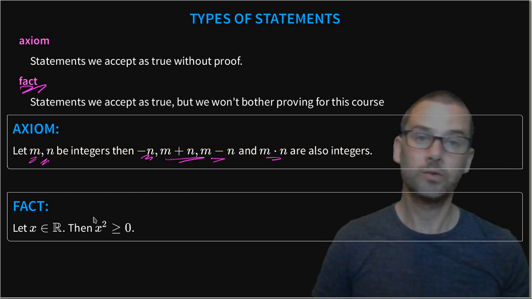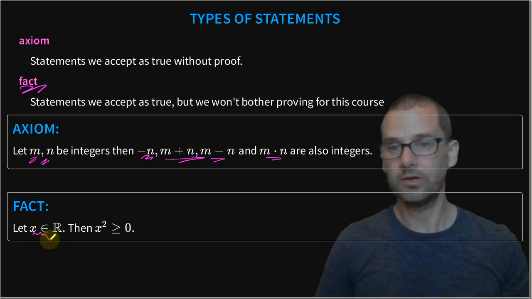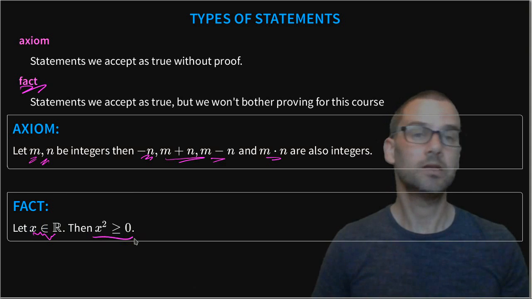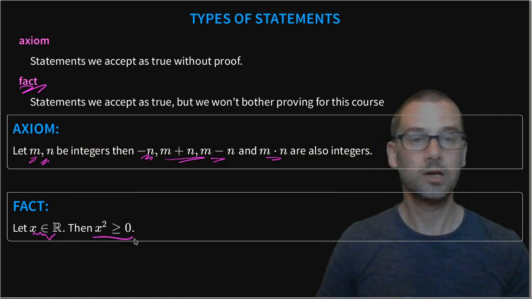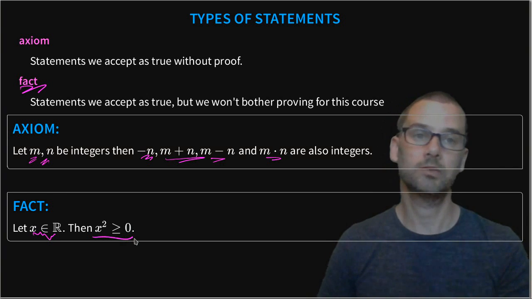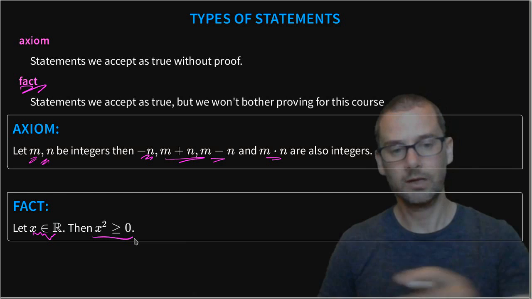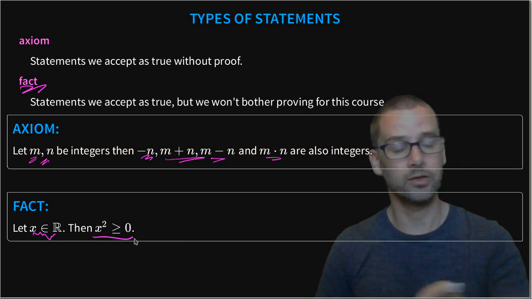Now, a fact, which we could prove from various things that are typically taken as axioms, is that if we take any real number, then its square is non-negative. Okay, this is something that we could prove from an axiom, but we're not going to for this course. We'll just accept that the square of any real number is not negative. Okay, so these are very fundamental things, and we won't have a lot of them, but they'll be very useful.